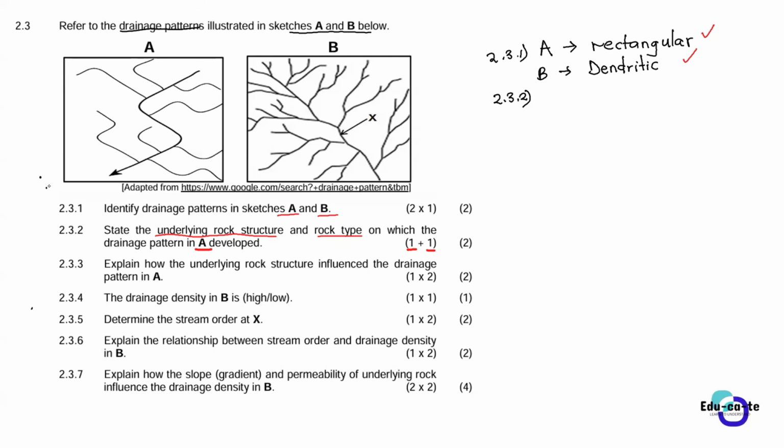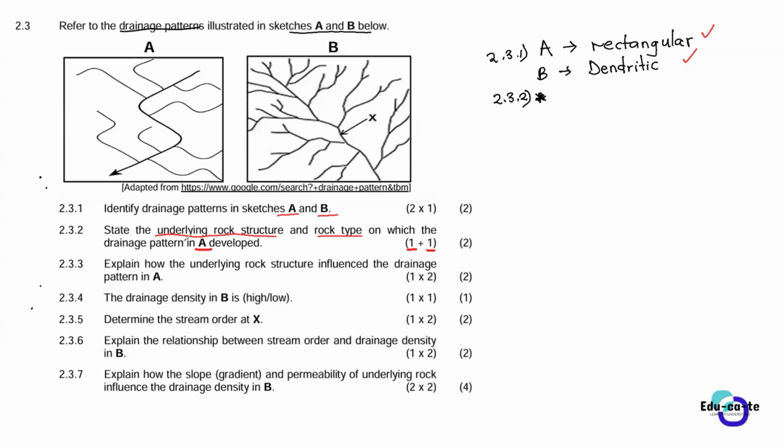So let me hear from you guys, Sam. Drainage pattern A, the rectangular one. Yes. Okay, so I was going to say the area has igneous rock with joints and cracks. Okay. So the rectangular pattern, remember we said that it has got igneous rock with cracks and joints, right? Igneous rock with cracks and joints.